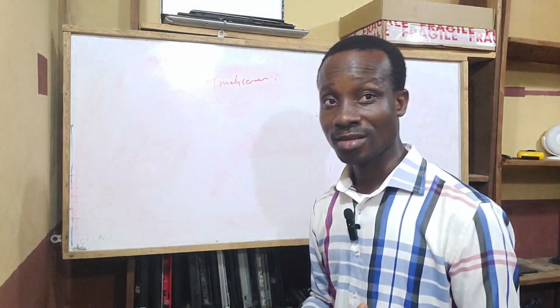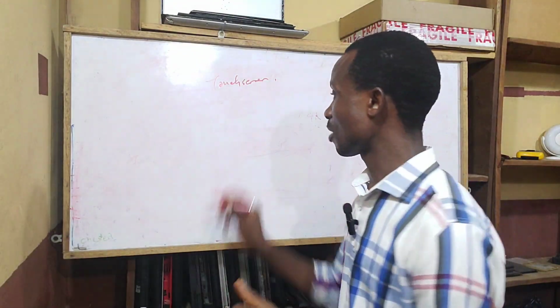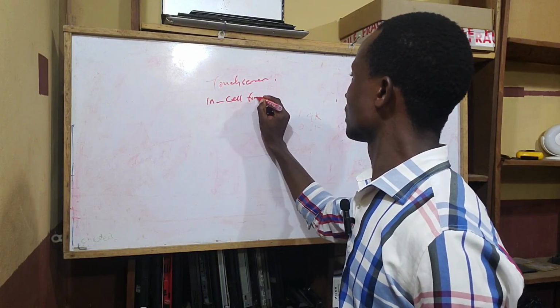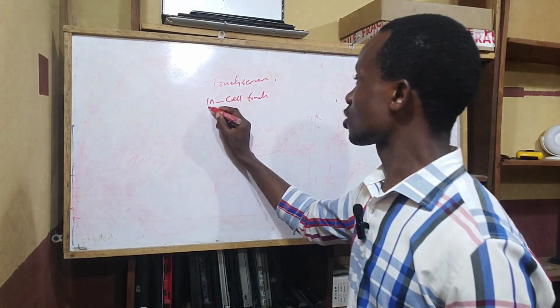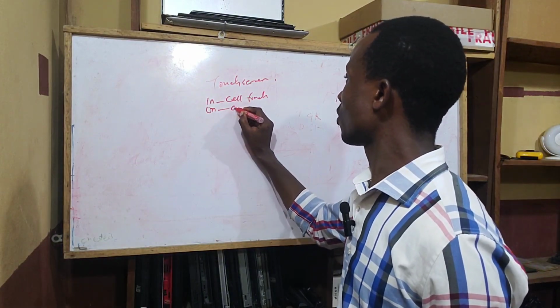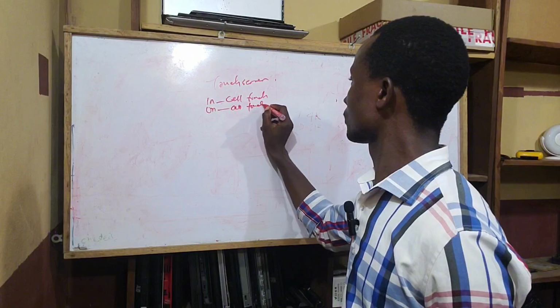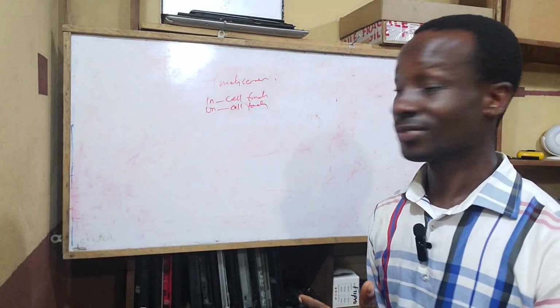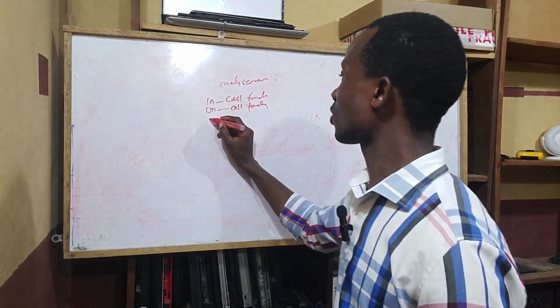Okay, so there are different types. Basically, there are three. Number one, there is in-cell touch. There is on-cell touch. And there is add-on.